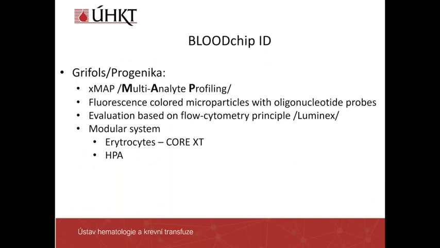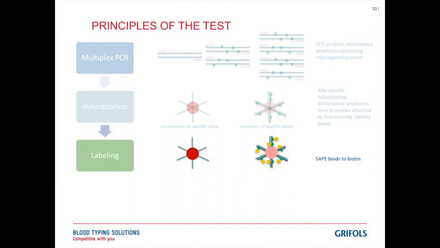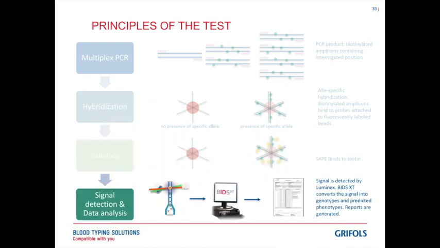Another technique is Blood chip ID from Grifols Progenika, based on multiple analyte profiling, where fluorescent color microparticles are covered with nucleotide probes, and evaluation is based on the flow cytometry principle, and we are able to detect basic erythrocyte alleles and also platelet alleles. The principle is that hybridization in the presence of specific alleles is completed in case of complementary sequence, and then fluorescence is detected in case of a positive match.